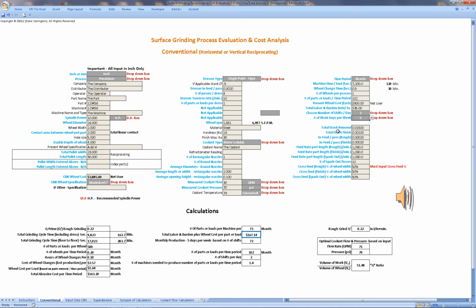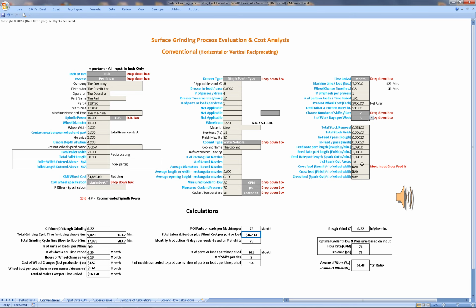Now we have to enter all the pertinent data. Stock removal total, in this case it's 15 thousandths of an inch. Total stock finish is 1 thousandths. Now we need to know what is the infeed per pass on the rough, and that's 2/10, and on the pass on the finish is 2/10. So it's very, very small stock removal that they're running. Infeed rate part length rough is 1,080. Feed rate finish per minute is 1,080. Feed rate, part length, spark out 1080.